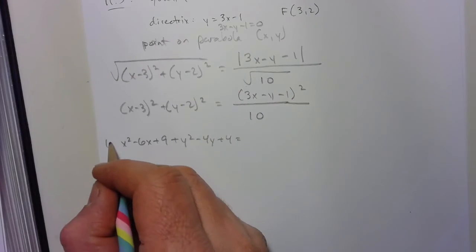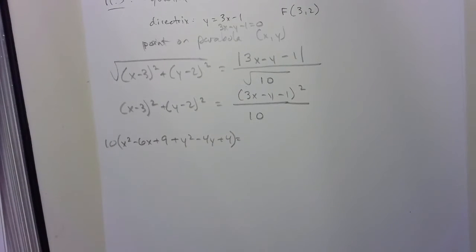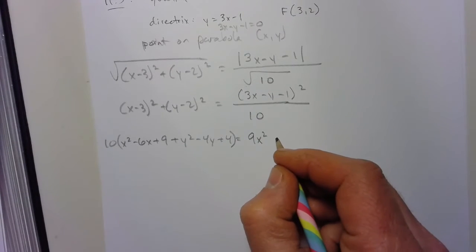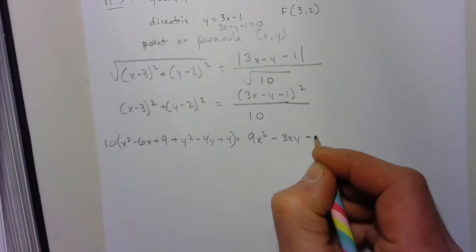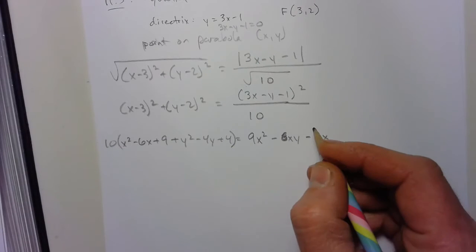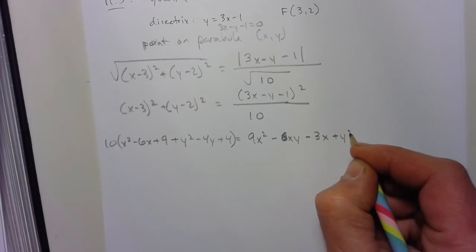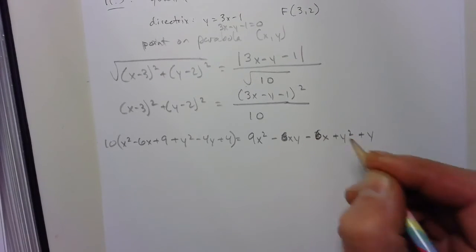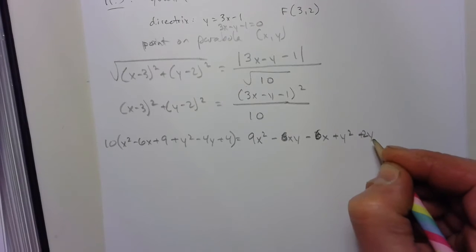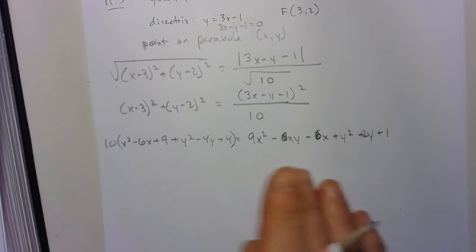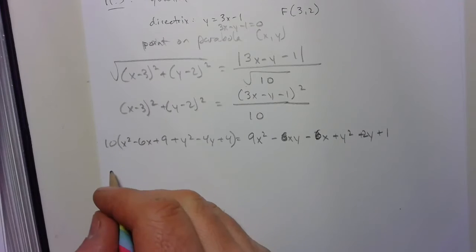Let me also scale by 10 and bring that to the other side. I don't want a fraction there. So 9x squared minus 3xy minus 3x minus another 3xy, so that becomes a 6xy, plus y squared plus y minus another 3x, so we get minus 6x, plus another y, and then plus 1. Let me double check my terms and make sure everything looks good for signs. Okay, we're good. Now we distribute out the 10.